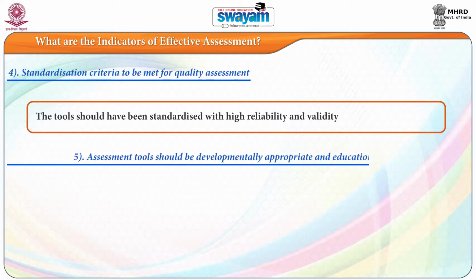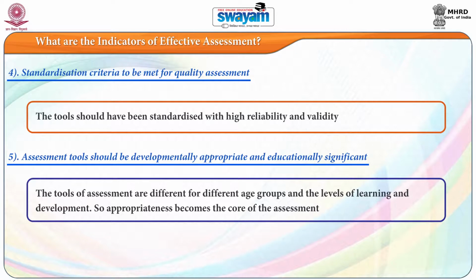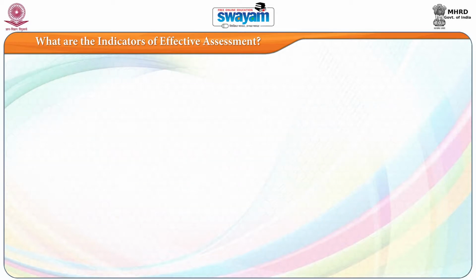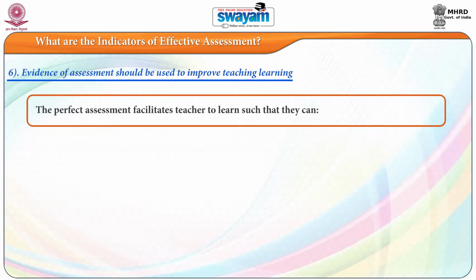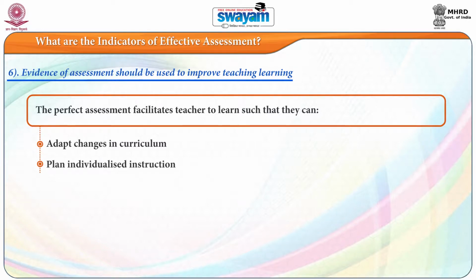The fifth indicator is that the assessment tool should be developmentally appropriate and educationally significant. The tools of assessment are different for different age groups, and the levels of learning and development are also different. So, appropriateness becomes a core of the assessment. The sixth indicator is that the evidence of assessment should be used to improve teaching and learning. The perfect assessment helps the teacher to learn, so that they can adapt changes in curriculum or plan individualized instruction.